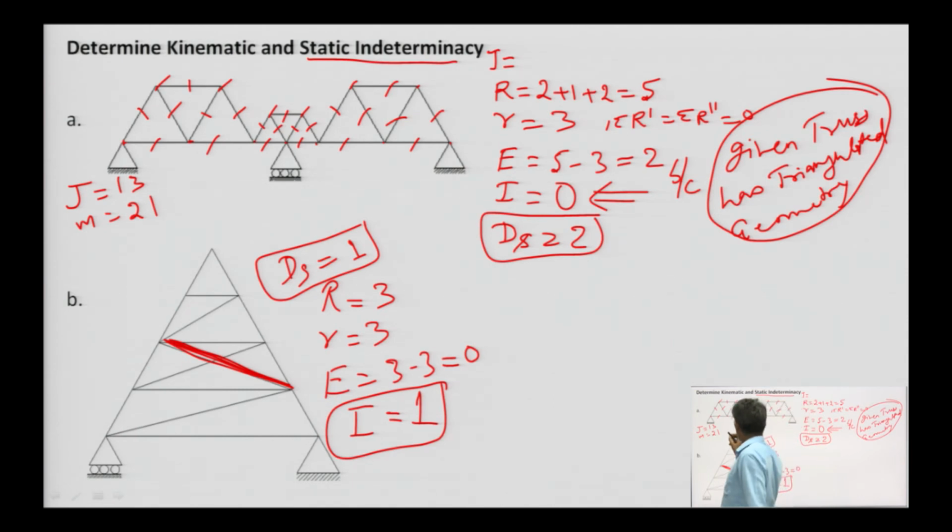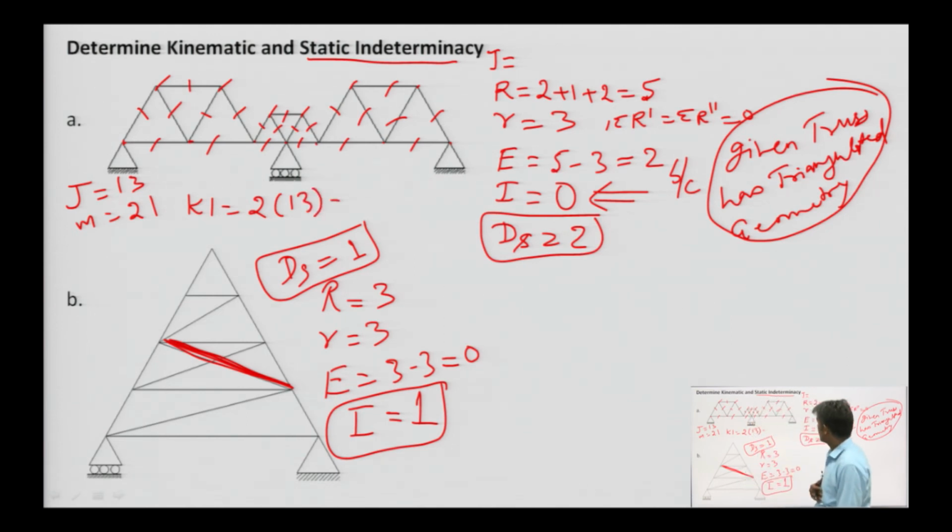So kinematic indeterminacy can be calculated. Ki is equal to degree of freedom per joint, in case of plane truss it is 2. So 2 times 13 minus restraints, total restraint 5, minus 5. So 26 minus 5 means 21. We have 21.